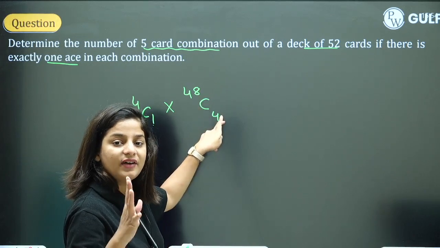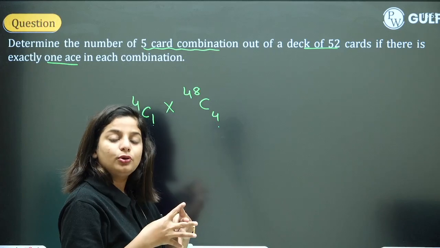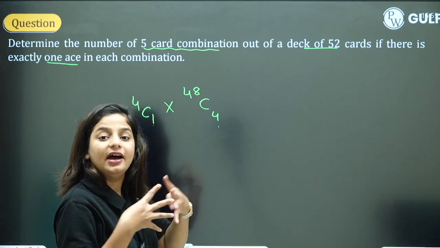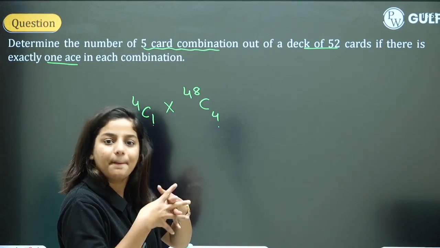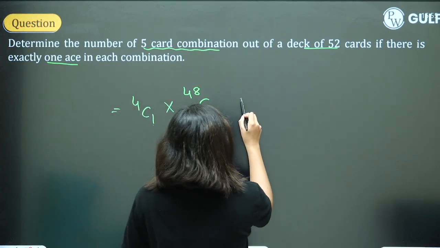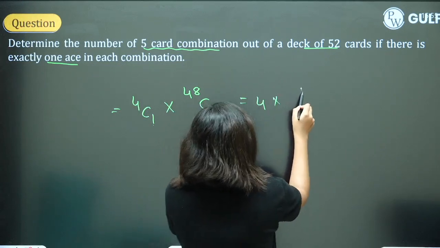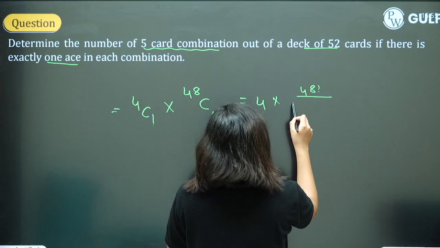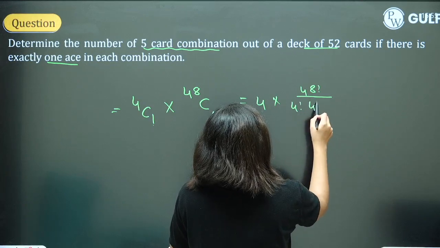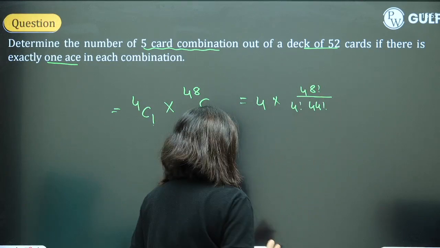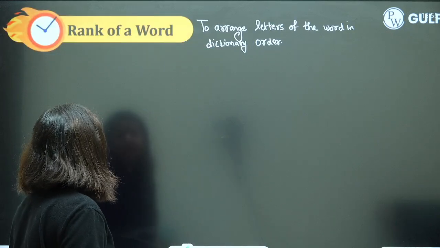1 and 4 together will make it 5. They are simultaneous, dependent, so multiply. 4C1 will be 4, and this is 48 factorial upon 4 factorial, 48 minus 4, 44 factorial. You can proceed with the calculation and get the answer.